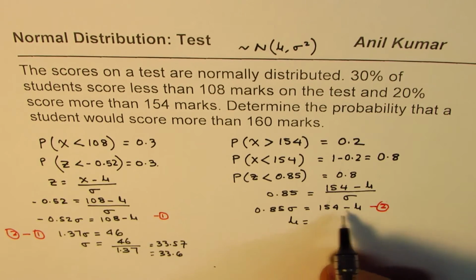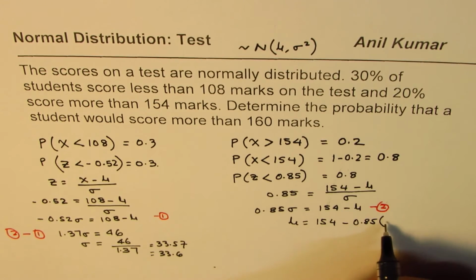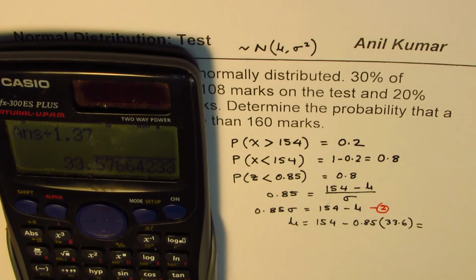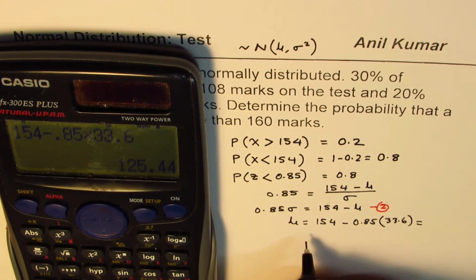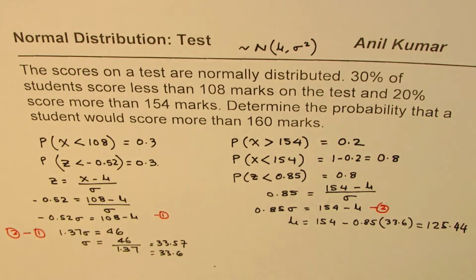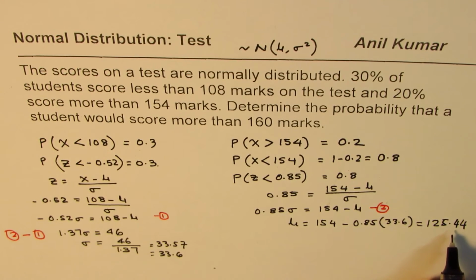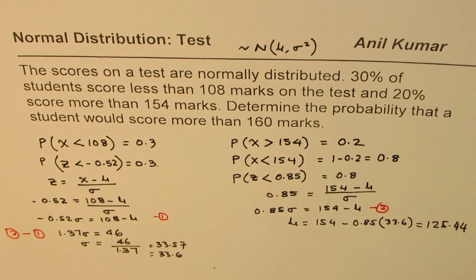So the mean is equal to 154 take away 0.85 times the sigma, which is 33.6, right? So we'll find the mean now. The value of mean is 154 take away 0.85 times 33.6. In decimals, it is 125.44, right? We can round this also. We'll just write this as 125, maybe 125.4, as you wish, right? So that is the mean.